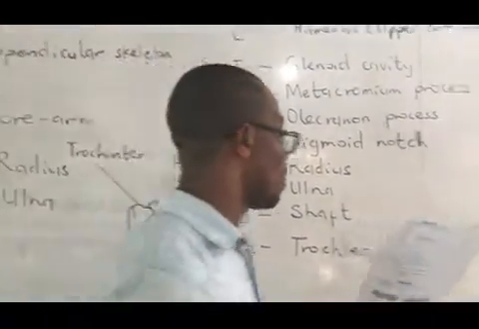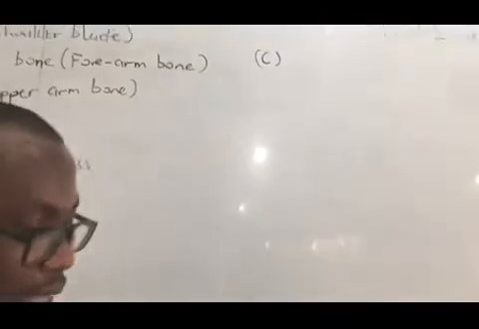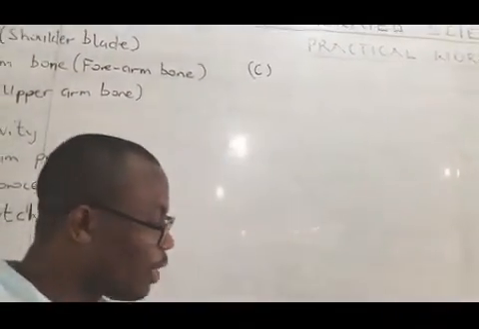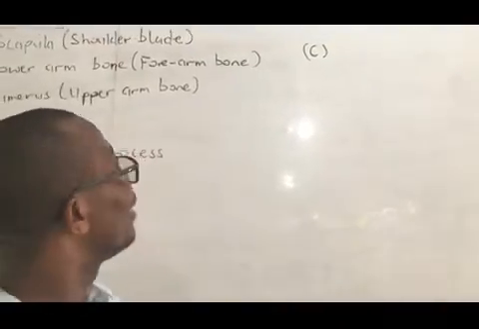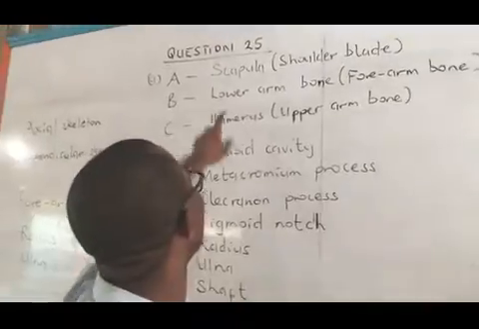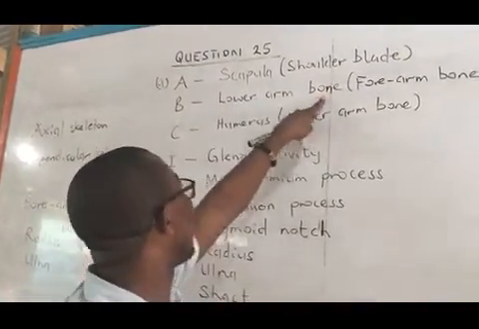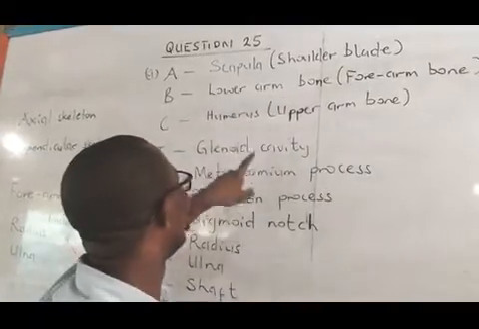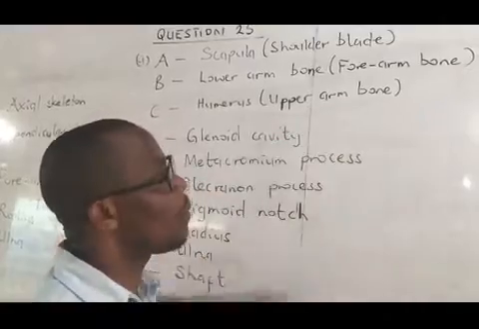Question C says state the location in the mammalian body where each of the bones A, B, and C is found. From the names, I can already come up with their locations. The scapula is found in the shoulder. The lower arm bone is found in the lower arm. And the humerus, which we call the upper arm bone, is found in the upper arm.